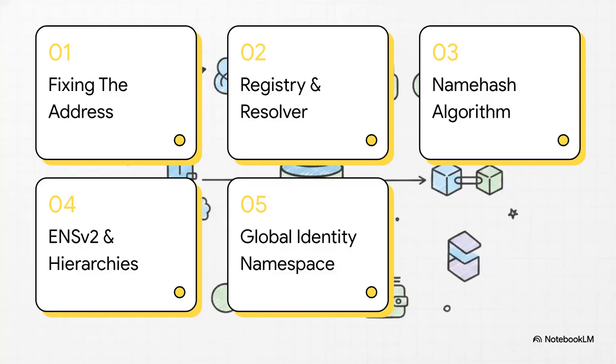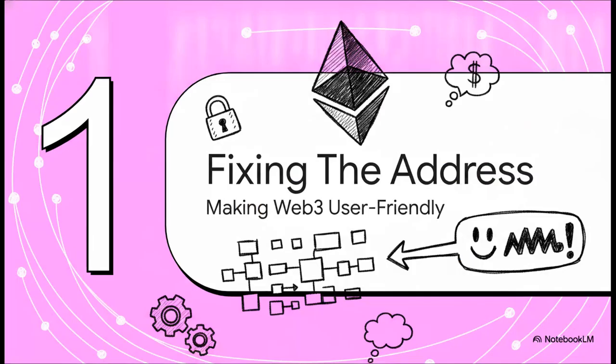We're going to cover 1. Fixing the blockchain address. 2. The registry and resolver model. 3. Decoding the namehash algorithm. 4. ENS v2 and hierarchical registries. And finally, 5. A global identity namespace. Let's dive right in.